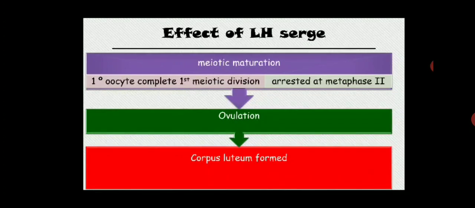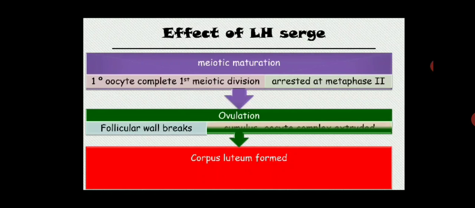Now what will it do for the ovulation? It breaks the follicular wall by inflammatory processes and by releasing hydrolytic enzymes from the granulosa cells and theca cells. This causes the cumulus and oocyte complex to extrude into the peritoneal cavity.